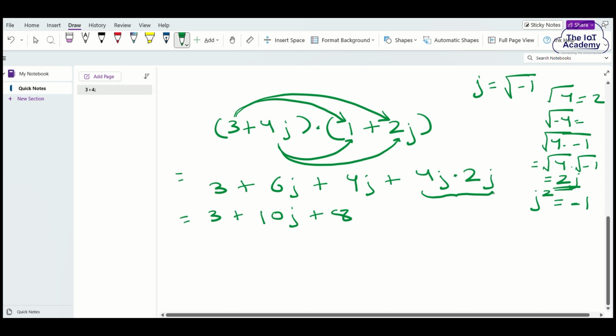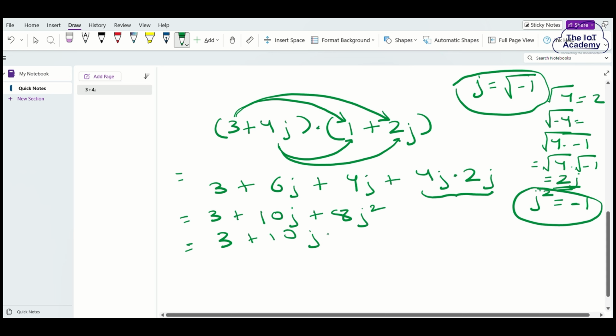So 4j times 2j is 8j squared. And what exactly is j squared? j squared is -1, as I explained, since j is equal to the root of -1, which is the same as j squared equal to -1. So this becomes 3 plus 10j minus 8, since -1 times 8 is -8. And 3 minus 8 is -5, plus 10j. The answer is -5 plus 10j. That should be the answer.